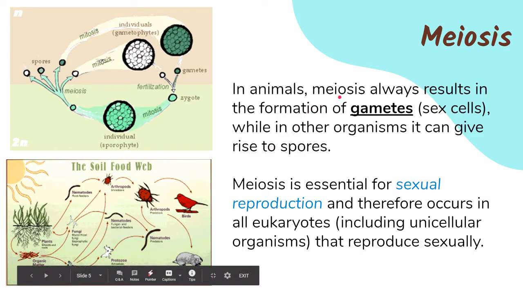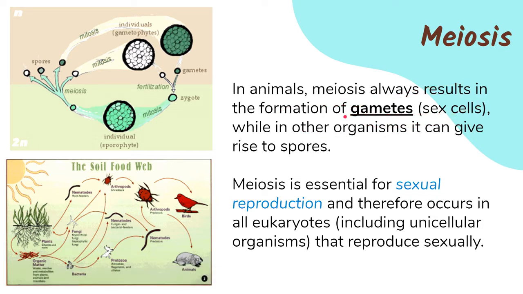So in animals, meiosis always results in the formation of gametes. That's the other term for sex cells, gametes. While in other organisms such as plants and some fungi, it gives rise to spores, or spore formation.